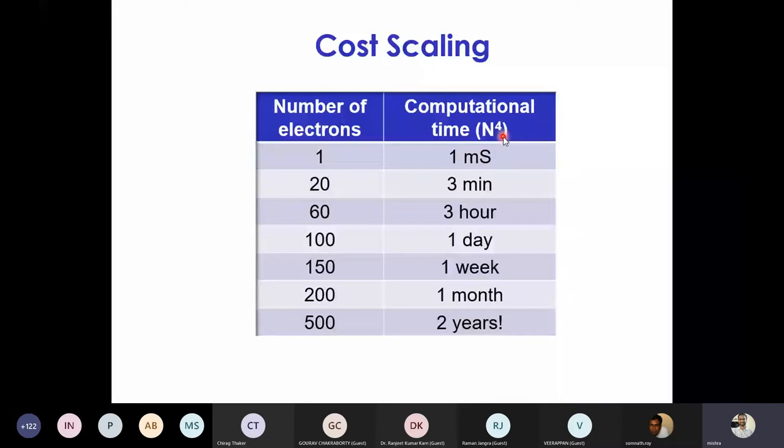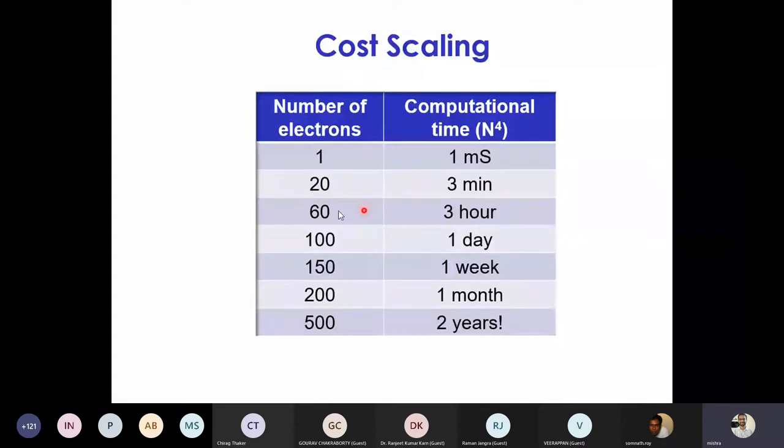Suppose I have a one electron system, and I took 1 millisecond to solve this problem. In that hardware that took 1 millisecond to solve the one electron problem, if I use that hardware to talk about a system with 20 electrons, mind you, this is not much. A methane molecule, for example, would have 10 electrons, so 2 methane molecules. It would take 3 minutes. So just enough time for you to go and check your WhatsApp and come back, and your calculations will be done.